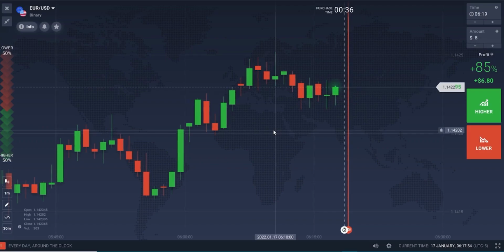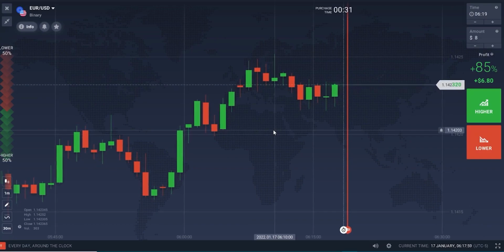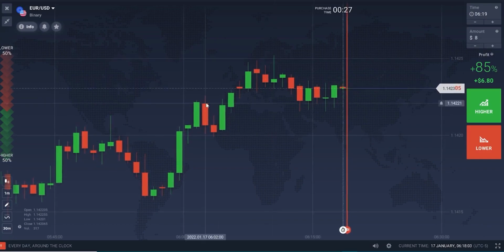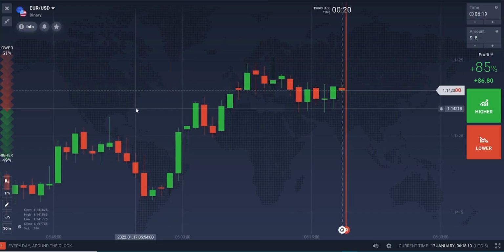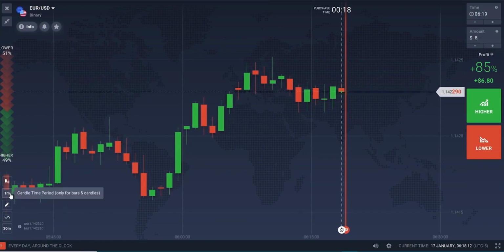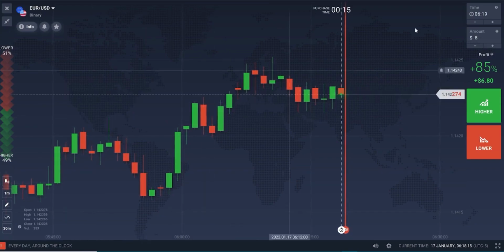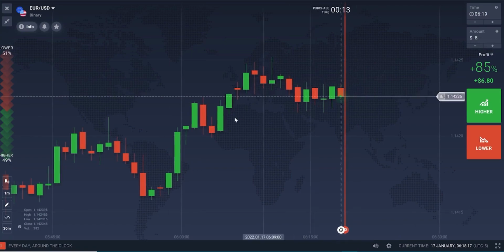Alright dear friends, for the purpose of teaching and testing this strategy, I'm using the iqoption broker. You can apply this strategy on any broker you are comfortable with and on any trading platform you're using. It doesn't make a difference. Our time frame is set to 1 minute, and our trade duration can be either 1 or 2 minutes. I'll explain this more as we go along.